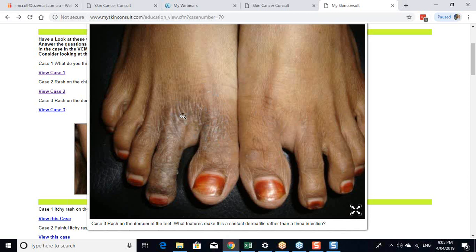Why is this like that? It might be a contact dermatitis rather than a tinea infection. What would be the bit there that would suggest it might be a contact rather than a tinea? Well, it's unilateral. There is no involvement of web space.